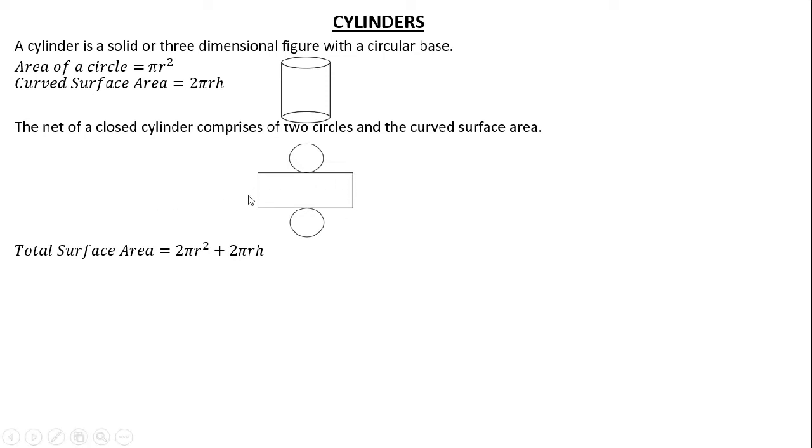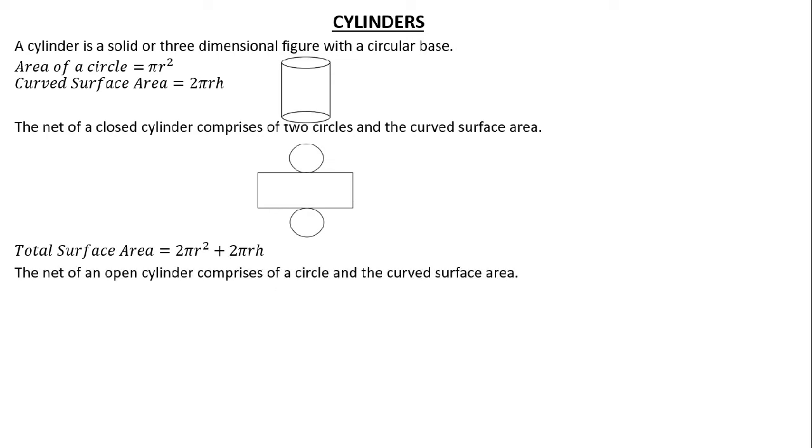When we fold this rectangle, what we are going to get is the length becomes the circumference of the circle, and the breadth becomes the height. So that is the 2 pi rh.